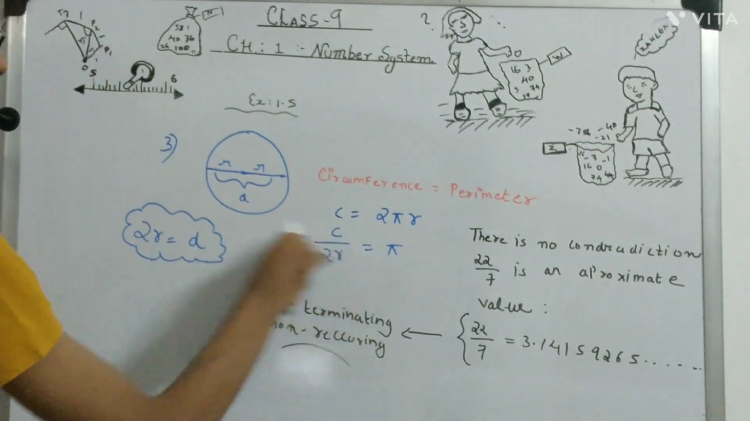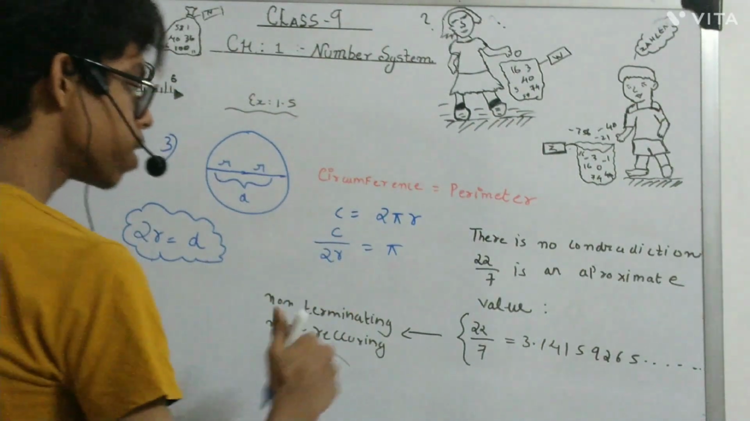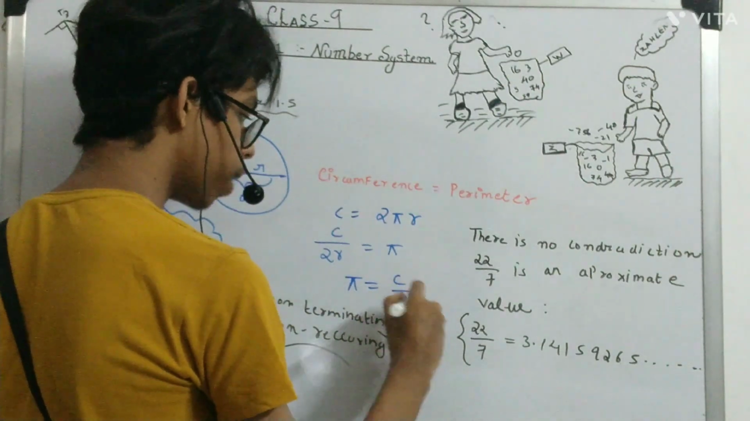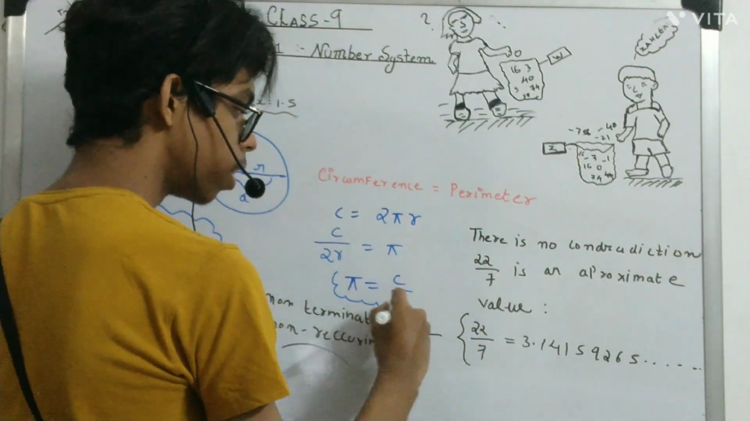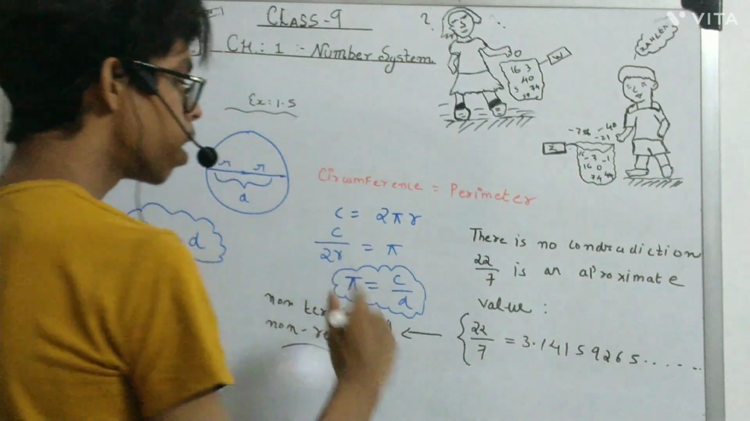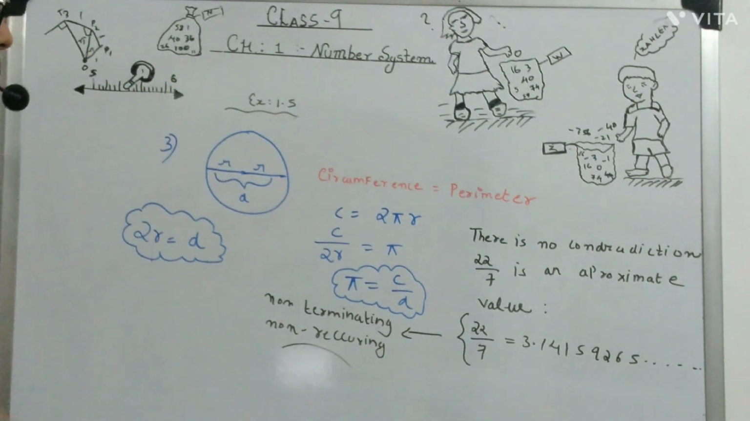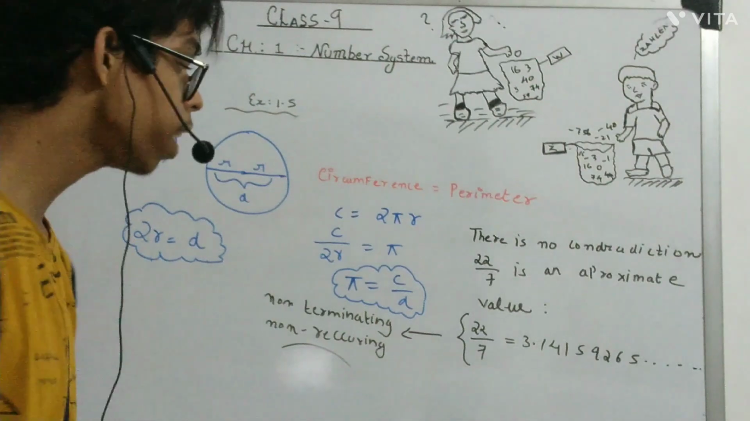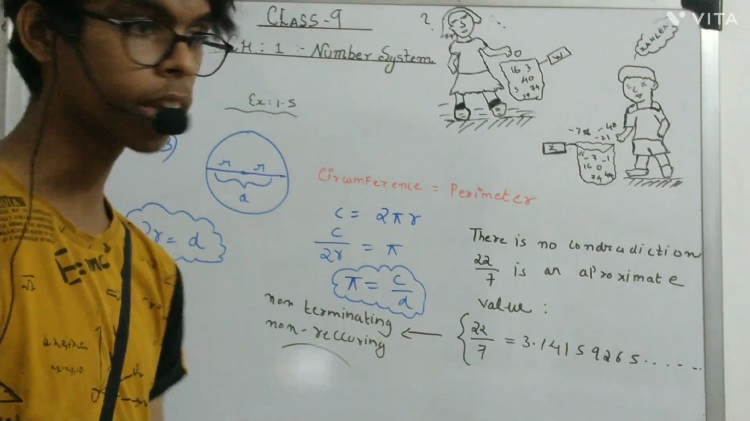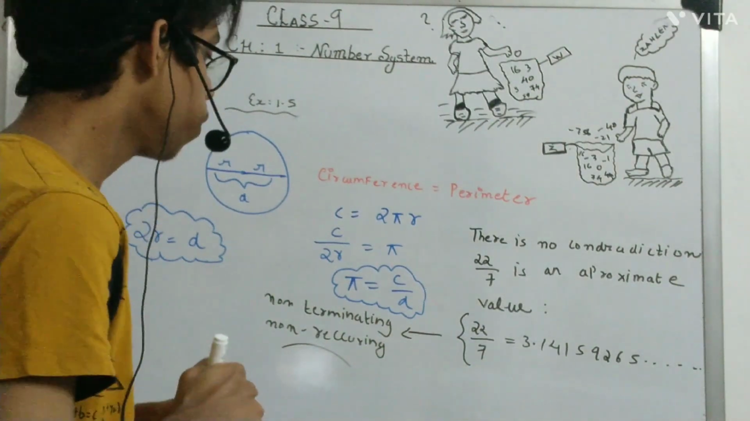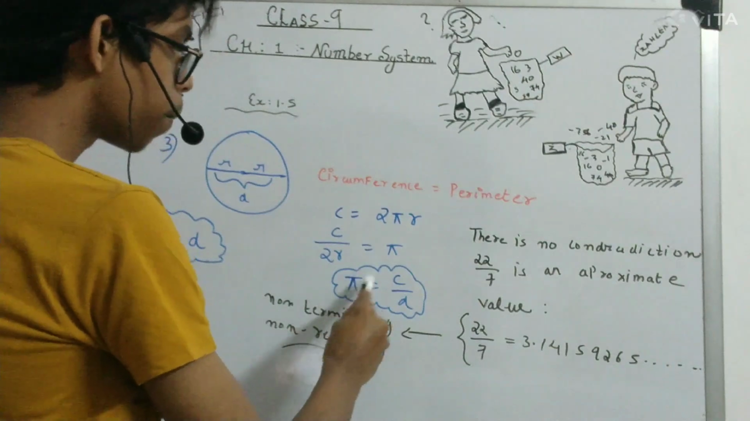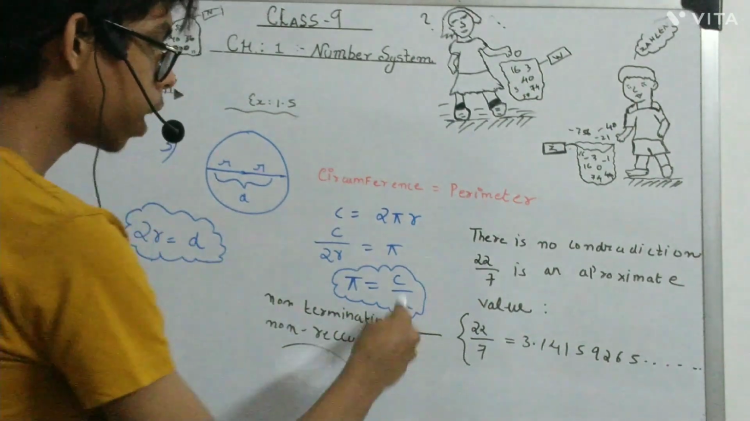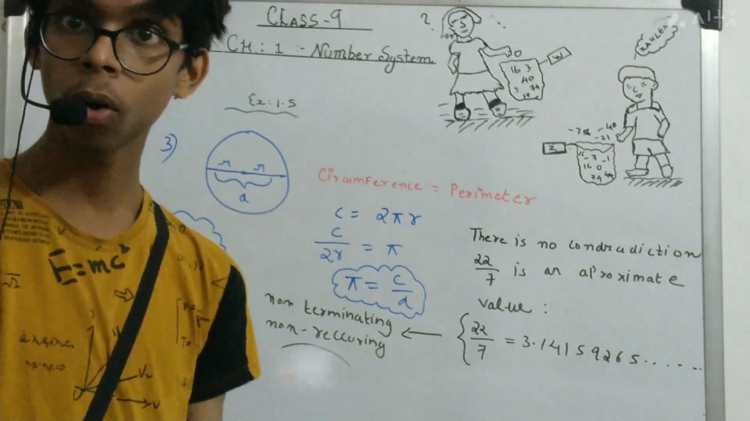Now I told you, what is 2 times radius? 2 times radius is diameter. So we will get pi is equal to C by D. This is what is given in your question. That is, pi can be written as circumference divided by diameter. Now if you see over here, pi is equal to C by D. Actually, this is a P by Q form.